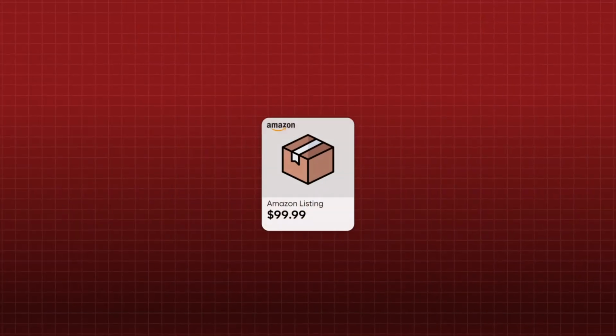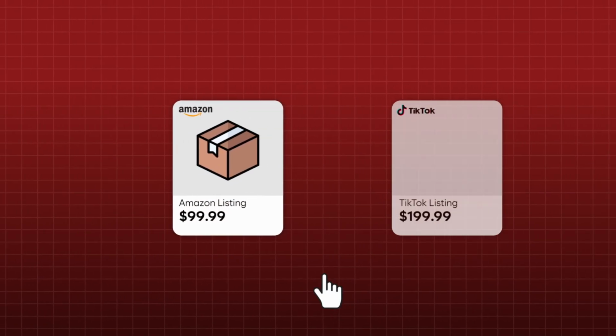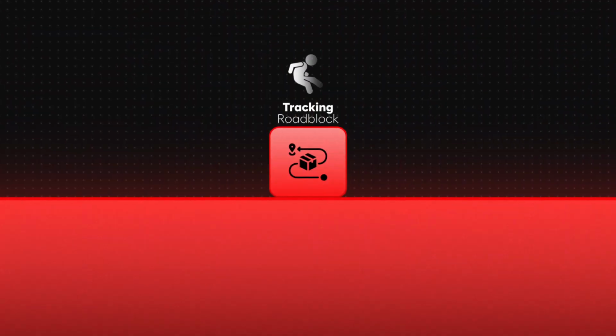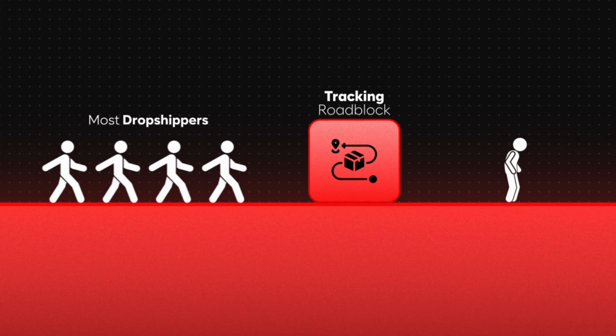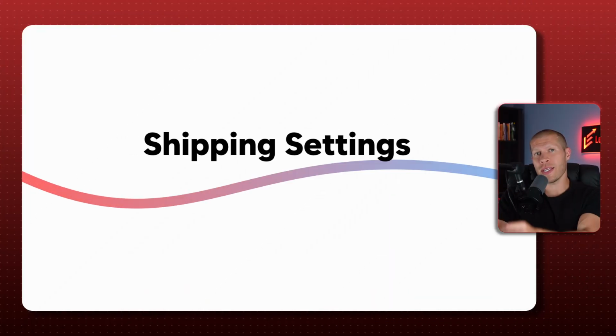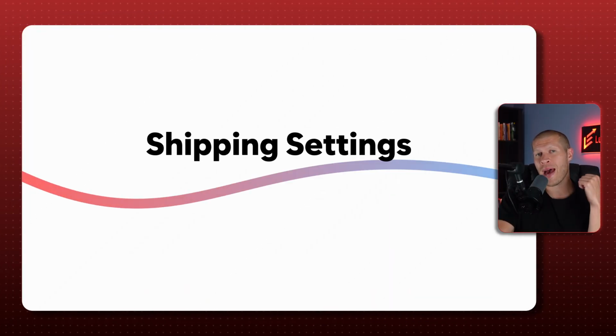This is the exact strategy that I use to drop ship products from Amazon directly onto TikTok Shop, and how I get past the tracking issues that most e-commerce drop shippers deal with when they sell here. Now, first, it's important to understand that if you want to drop ship directly to customers using TikTok Shop, you need to change your shipping settings in the back end of your shop.